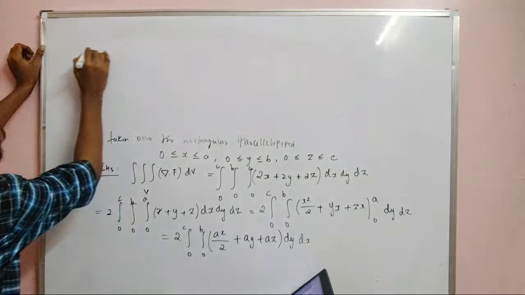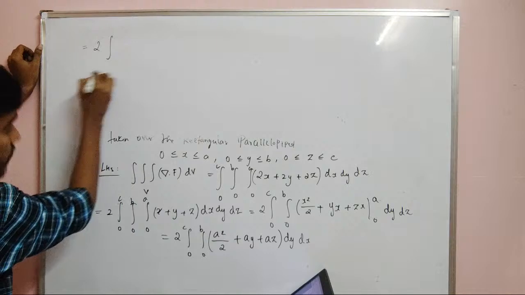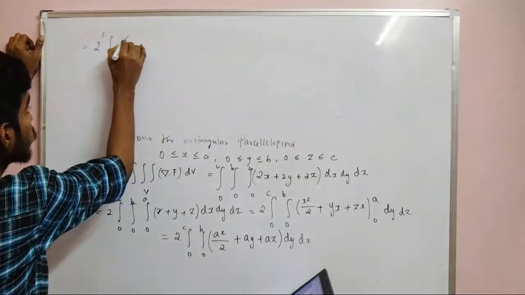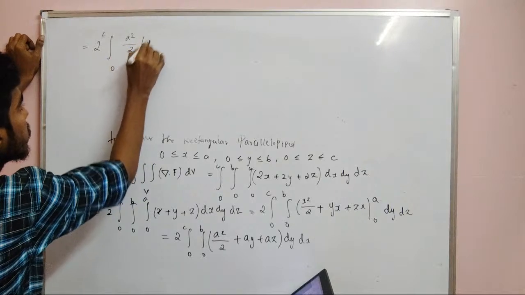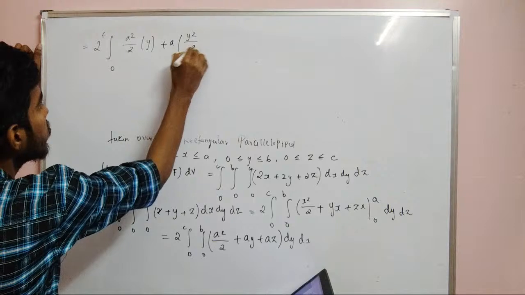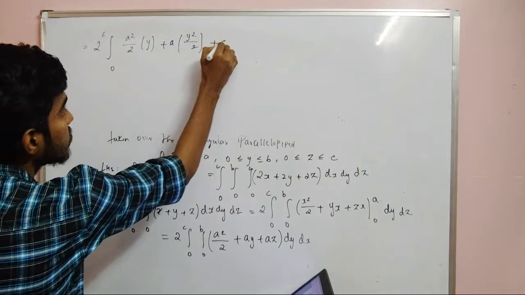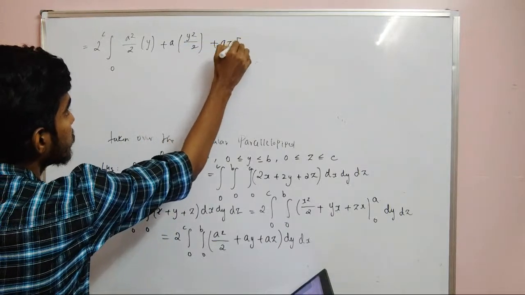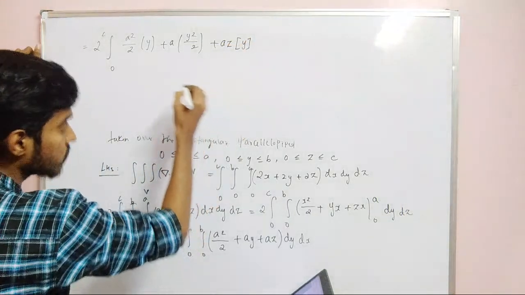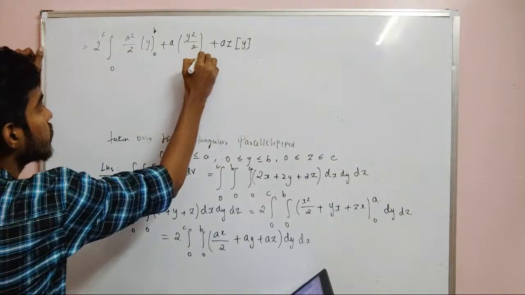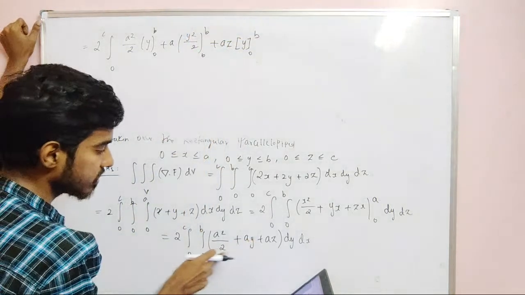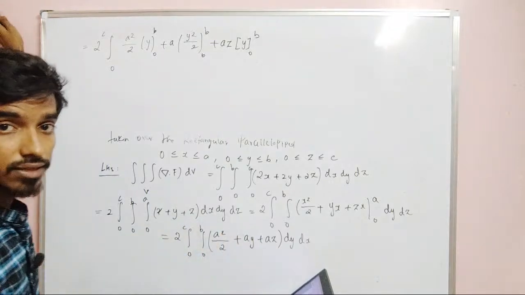So this will be 2 times integral 0 to c. Now I integrate this with respect to y, so a square by 2 will be constant. So integral dy is y, plus a into y square by 2, plus again az is constant, so we have only y. So the limit is from 0 to b. A z is constant, a square by 2 is constant, a is constant here.